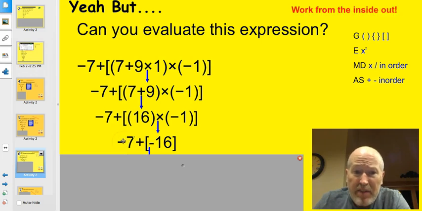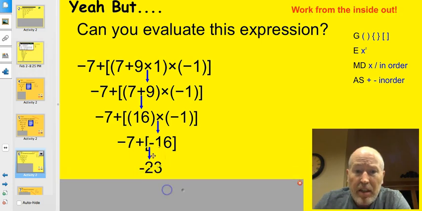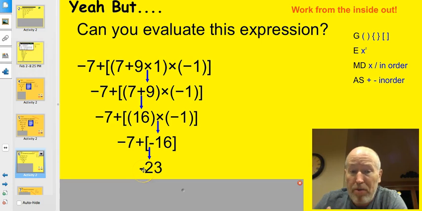Now you have negative 7 plus that negative 16. Well, a negative plus a negative, that's a negative. It's like you spent $7, that's a negative 7, and you spend another 16, that's a negative number. So 7 plus 16, you have a total of $23 that you spent or that you're in the hole. So it's a negative 23, a negative plus a negative.